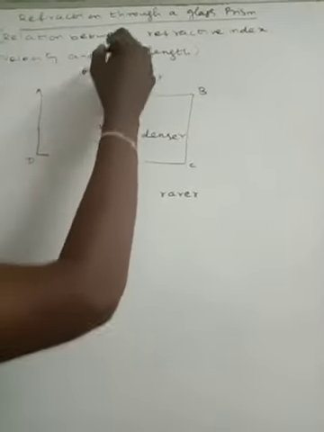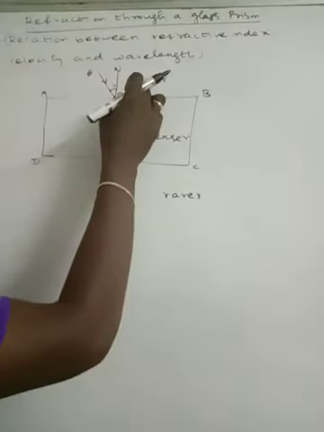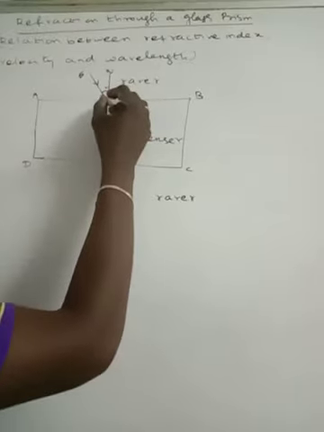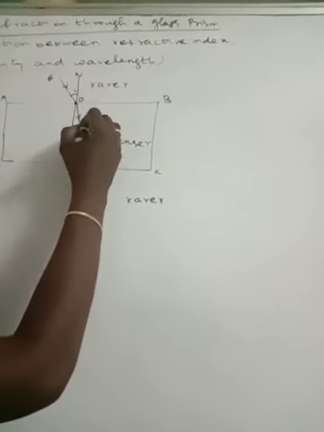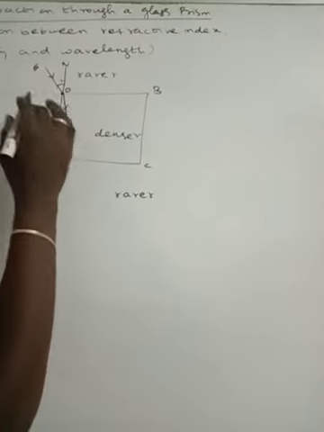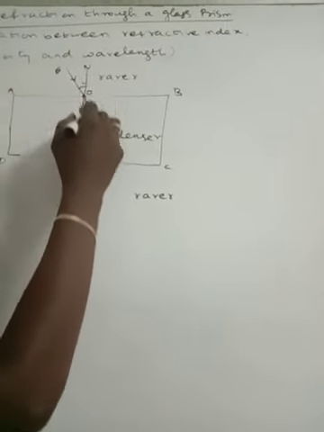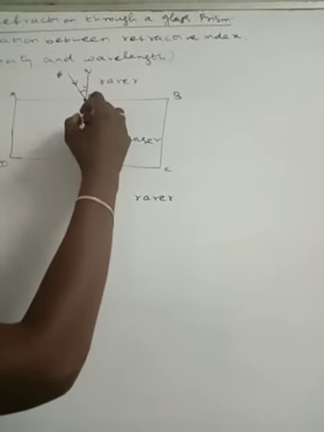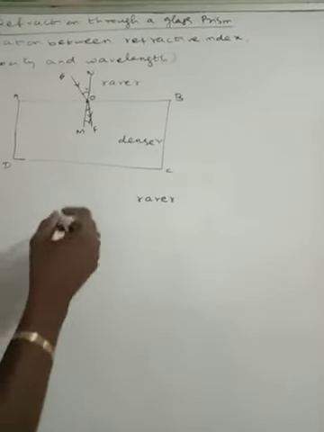The angle between the incident ray and the normal line is i. So the ray passes from rarer to denser medium. What happens? The refracted ray bends inwards. So OF represents a refracted ray. The angle between the normal line and the refracted ray is called the angle of refraction r. So the rays are bent inwards.